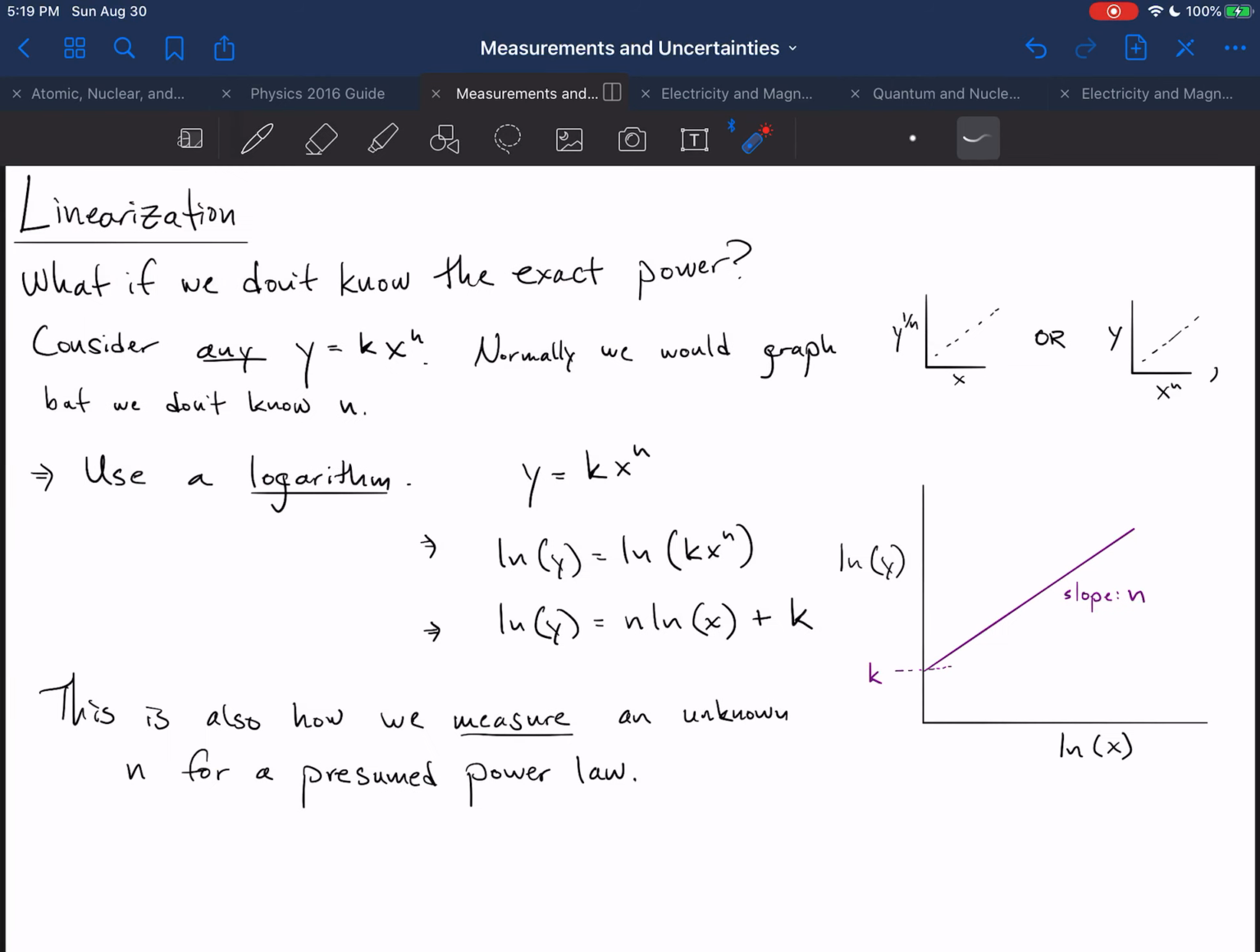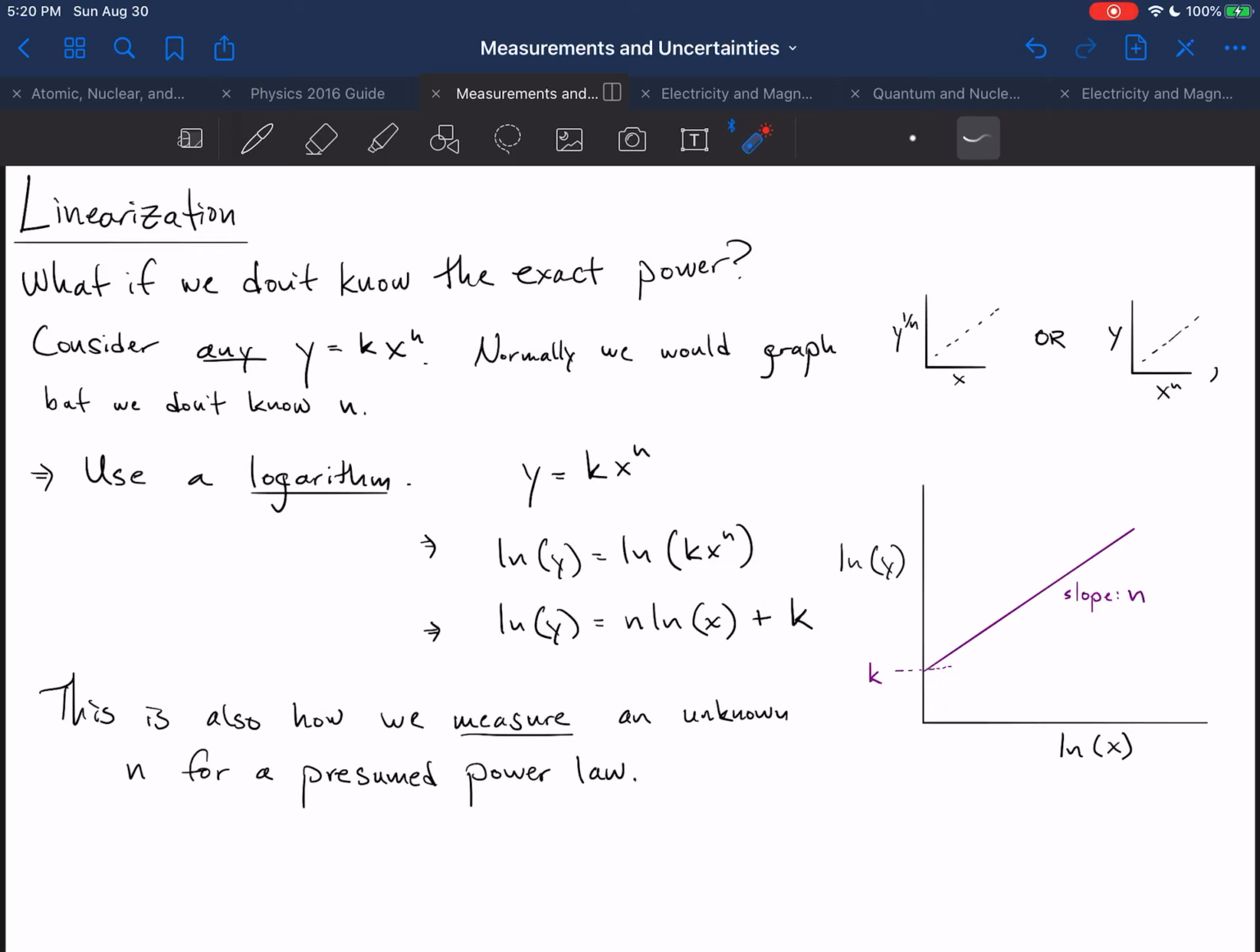One last word on linearization. This is a slightly more advanced technique, but I'm including it in this video for completeness. It also shows up on some of the test yourself questions, although I won't be assessing you on these particular techniques until later in the course. So, question, what if we don't know the exact power of the power law?